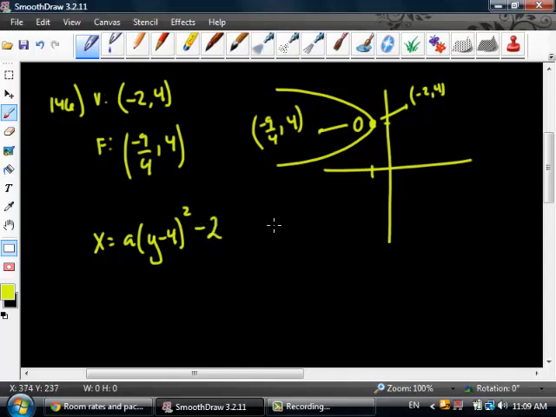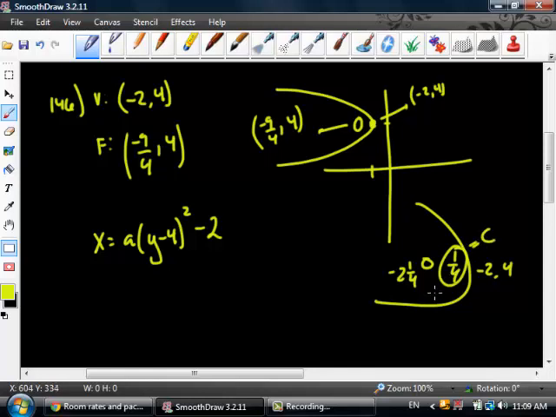I need to figure out what a is, so I'm going to go ahead and just blow up the parabola a little bit. This is -2, 4. This is negative, put this in a form you guys might recognize, -2 and a fourth. What is that distance right there? With my plant-eating thing from Mario Brothers. 1/4 equals C. Say again? The distance between -2 and -2 and a fourth is 1/4, right?